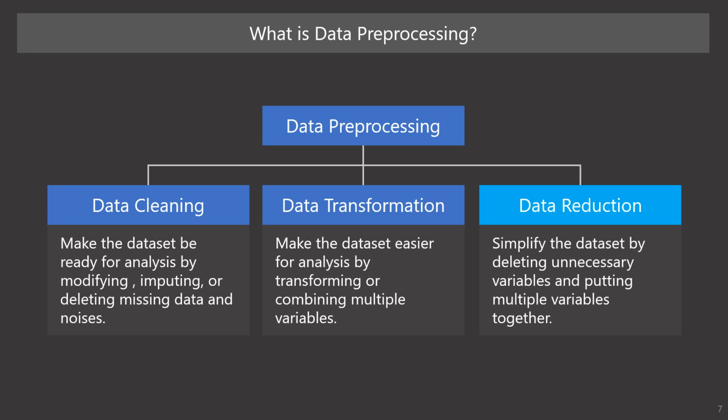Data reduction is to simplify the dataset by deleting unnecessary variables and putting multiple variables together. By simplifying data, the dataset is easier for us to handle and we can reduce the computation cost. When we use a large volume of data, the computation cost is very high, and thus the development of a causal or prediction model becomes very time-consuming. So, sometimes we use various techniques to simplify the dataset. In the following section, I will explain each of these works in detail.